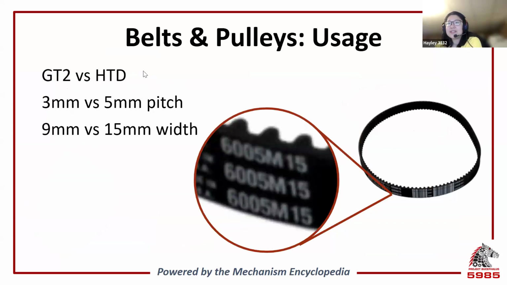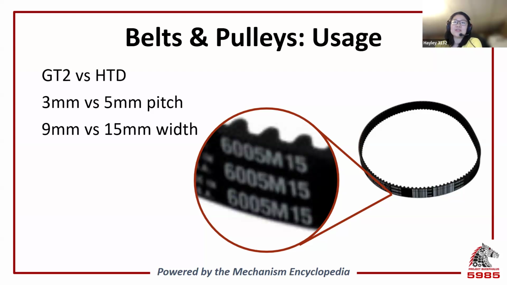Now, in FRC, the belts that you will most commonly encounter are either GT2, which is 3 mil pitch, or HTD, which has a 5 mil pitch. As with gears, the pitch is the distance between each of the teeth. They usually also come in different widths, most commonly 9 mil and 15 mil. The larger width does allow for more torque because there is more area for the force to be spread across.